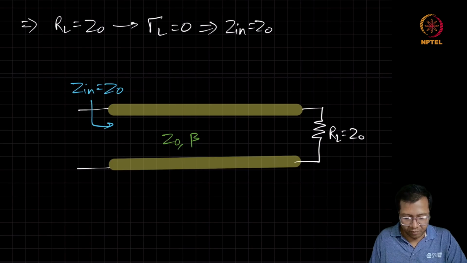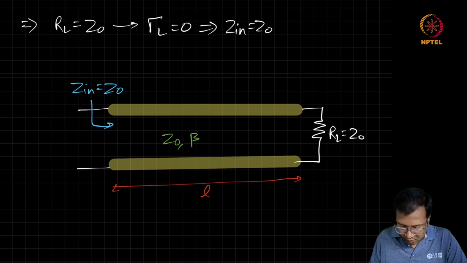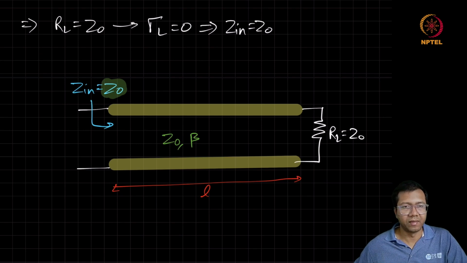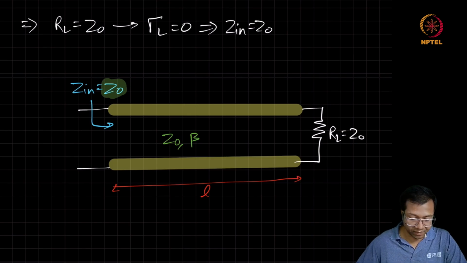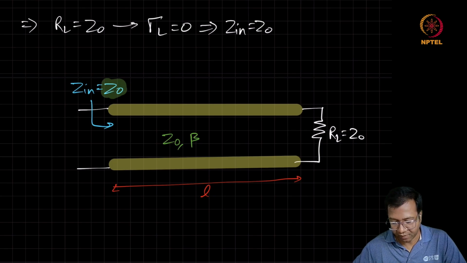The line has a phase constant beta and a length of L. So, irrespective of the length of the line, we are seeing the input impedance is always equal to Z naught. This length can be in meters or hundreds of meters, it doesn't matter. Input impedance doesn't change, and this greatly simplifies the wireless system design.